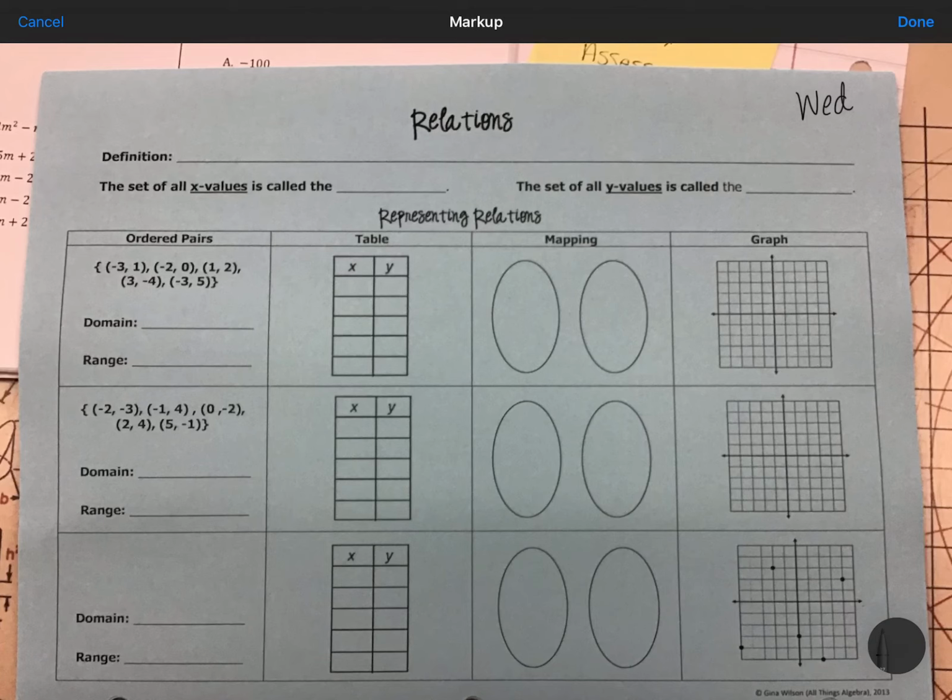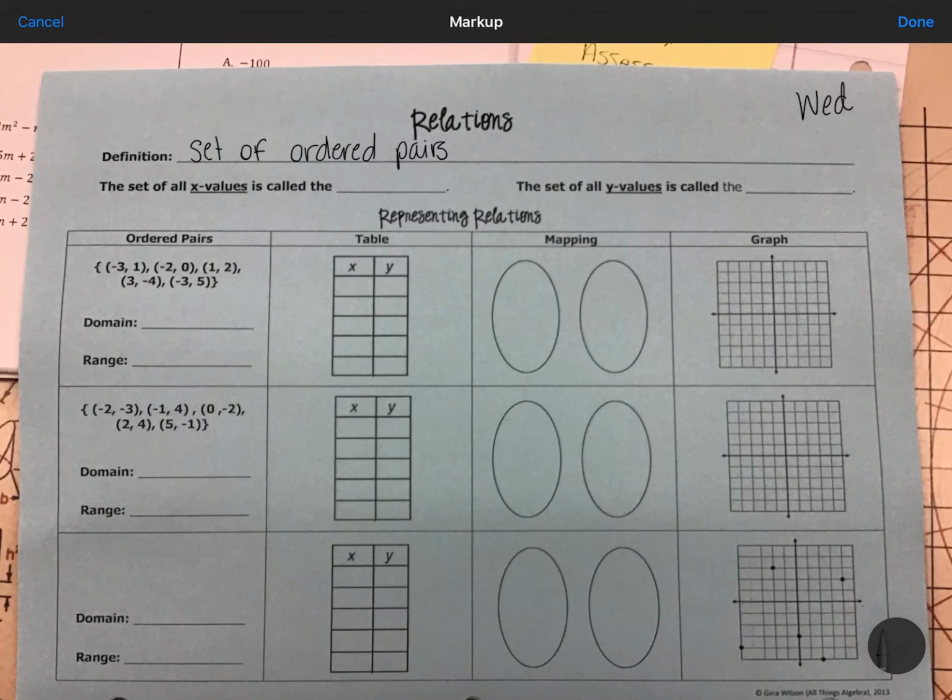All right, so the definition of a relation is a set of ordered pairs. Remember, if I ever go too fast through the video, you can always pause to catch up or rewind or whatever you need to do to stay with me. All right, so a relation is simply a set of ordered pairs.